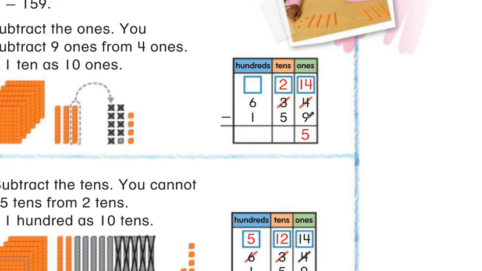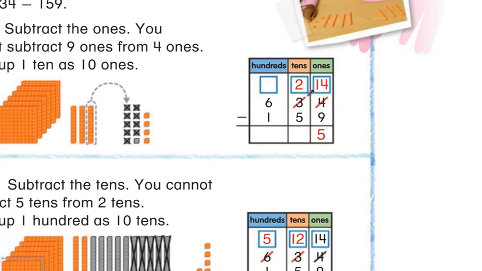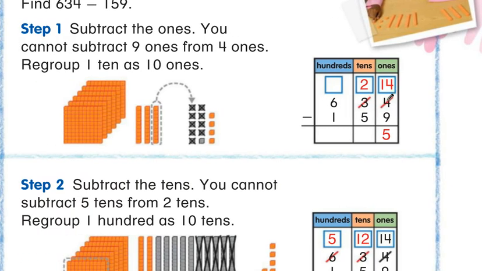So you cannot subtract 9 from 4 ones. So you need to regroup 1 ten as 10 ones. So this 4 would become a 14, and this 3 would become a 2. So 14 minus 9 is 5, and then we would cross out our 3, and we would put a 2 up here in the tens place, because we just took a 10 from the tens and we added it to our 1, so we would be able to subtract, because you can't take 9 from 4.